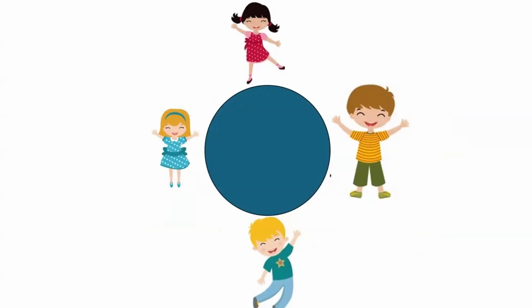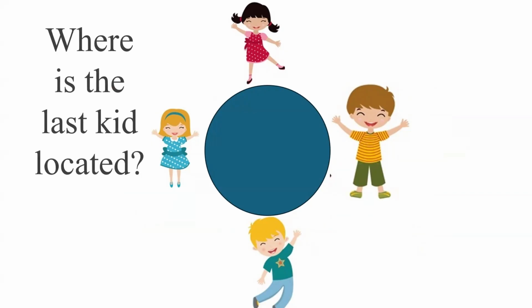If you have a setting of a circle like this, how can we do it? Because where's the last kid located? Is it this guy? Is it this girl? Is it her? Is it him? No, there's no last kid. So how do we do it?